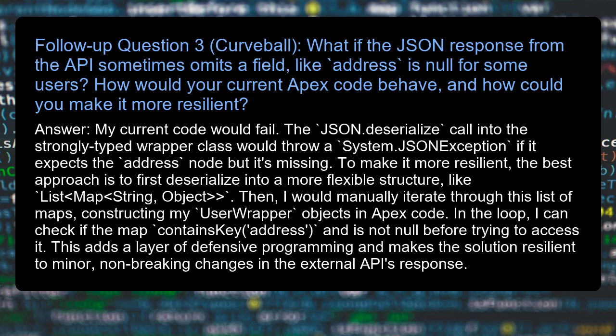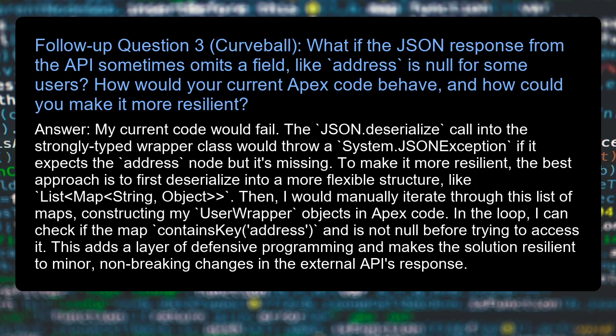Follow-up question 3, curveball: what if the JSON response from the API sometimes omits a field, like address is null for some users? How would your current Apex code behave, and how could you make it more resilient? Answer: my current code would fail. The JSON.deserialize call into the strongly typed wrapper class would throw a System.JSONException if it expects the address node but it is missing.